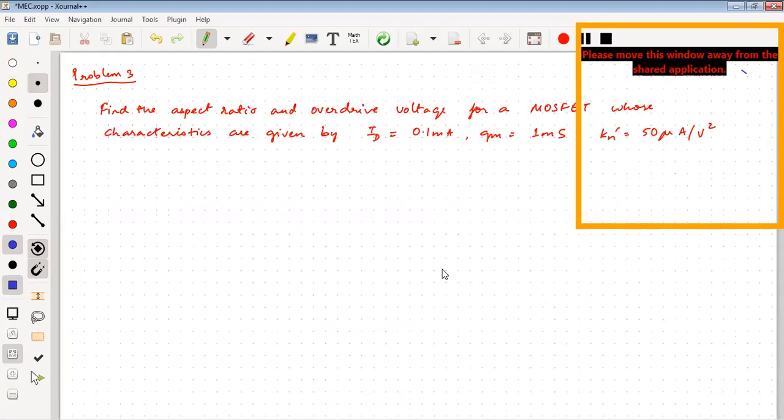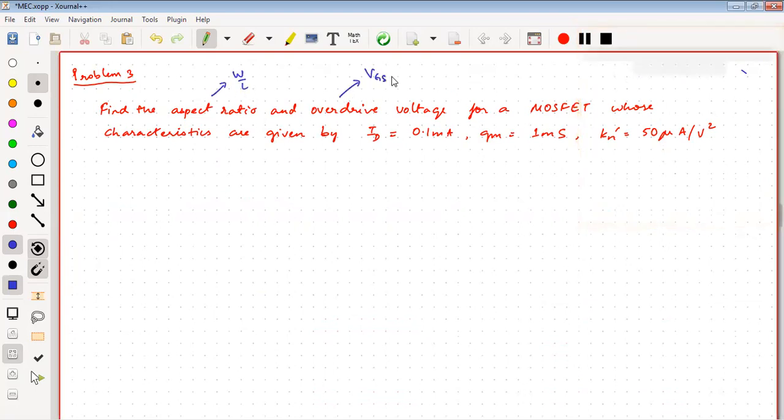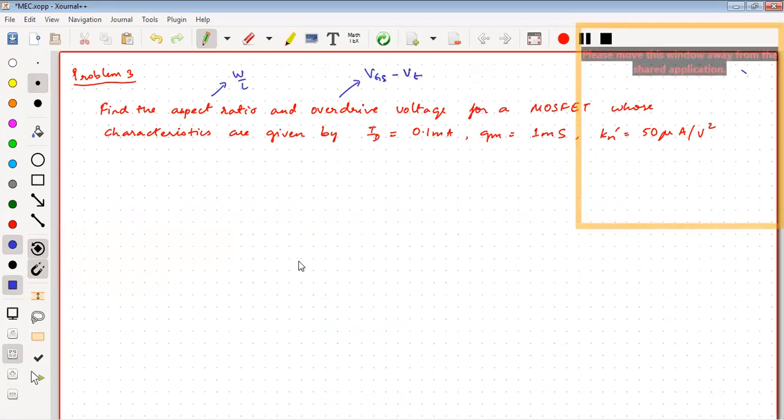Second problem is find the aspect ratio. Aspect ratio here means width to length ratio. Aspect ratio and overdrive voltage. So aspect ratio here is W by L. Overdrive voltage is VGS minus VT. So I think this is a very simple problem. So, solution.